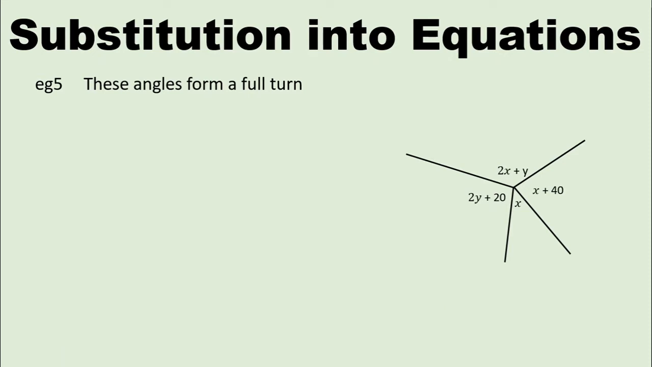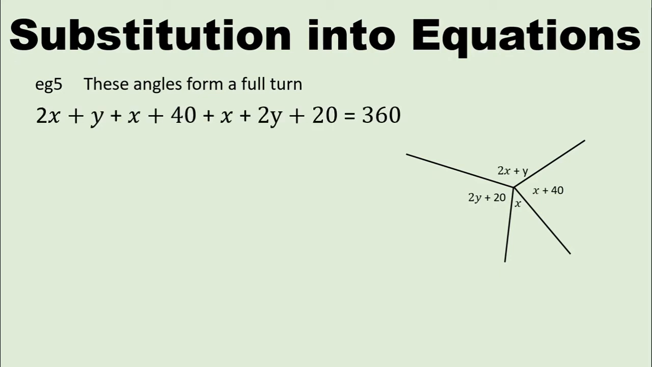Here's another example of an equation that we could substitute into. Now these angles form a full turn. So this question actually involves setting up an equation. If this is a full turn, I should know that the angles in a full turn add to 360 degrees. So I can write 2x plus y, that's this top angle up here, plus x plus 40, plus x, plus 2y plus 20. Those 4 angles add together to make a full turn, which is 360 degrees.